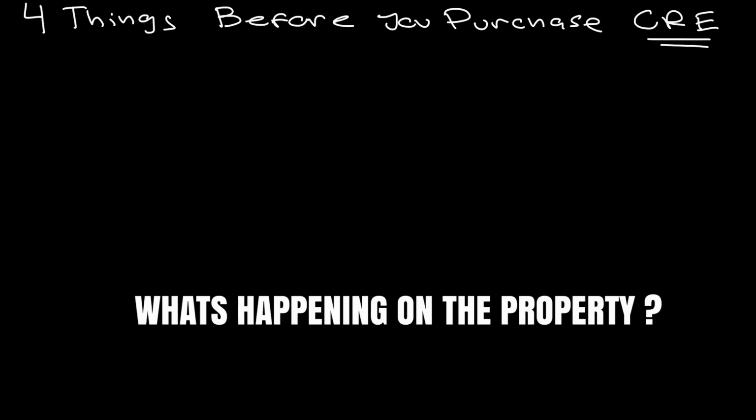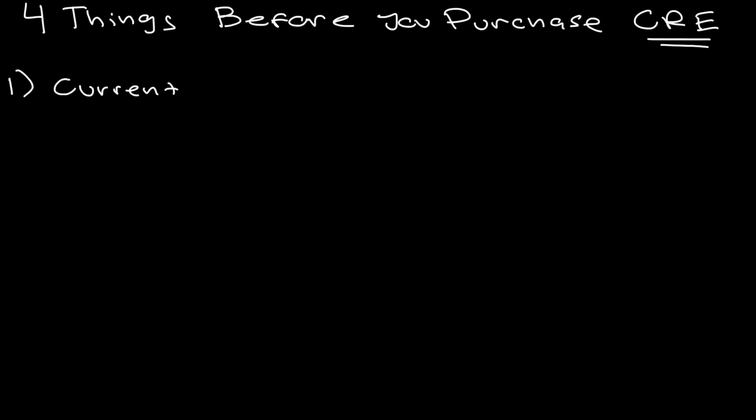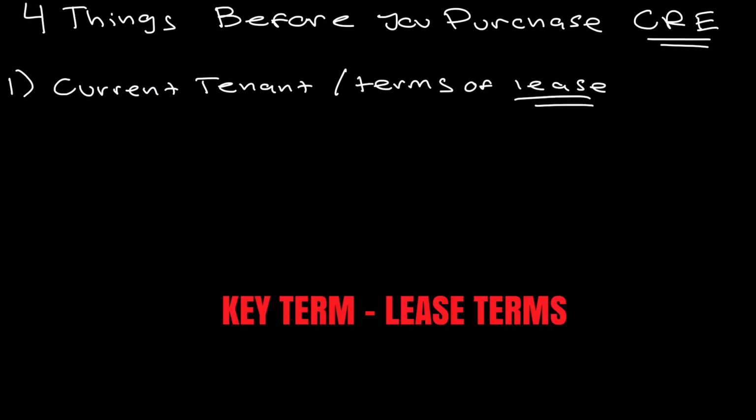The first thing that I'm looking at is what is going on in that property. Is there a tenant in place? Is it vacant? And if there's a tenant in place, I need to know what the lease terms are. This is critical because I need to know what I'm going to do with my plan, what essentially I can do, and what plan I can take on after I purchase that property or represent a buyer or a seller on that property, based on the lease terms.